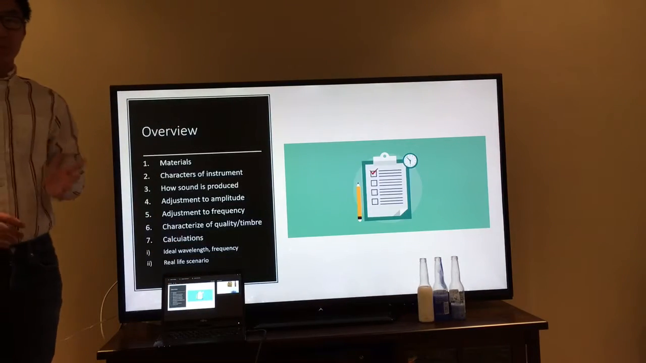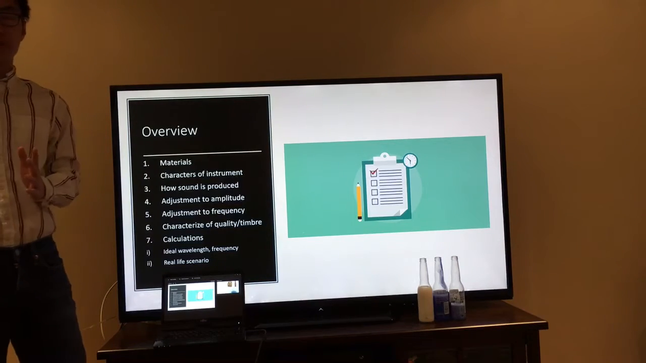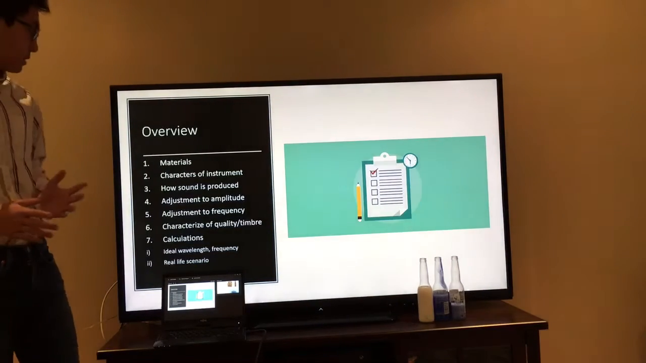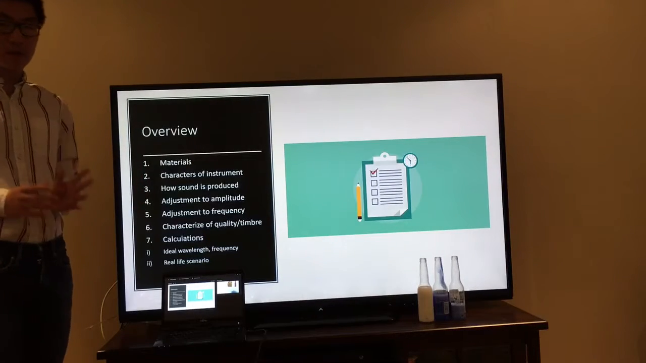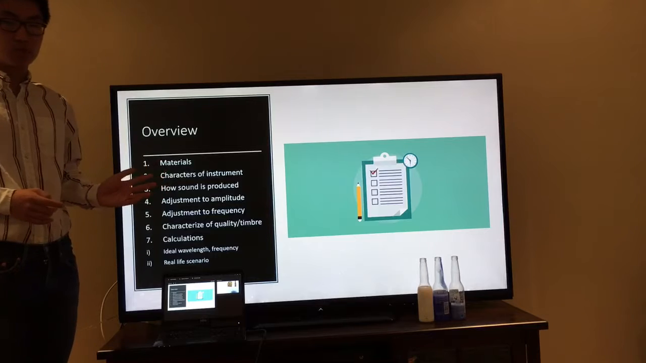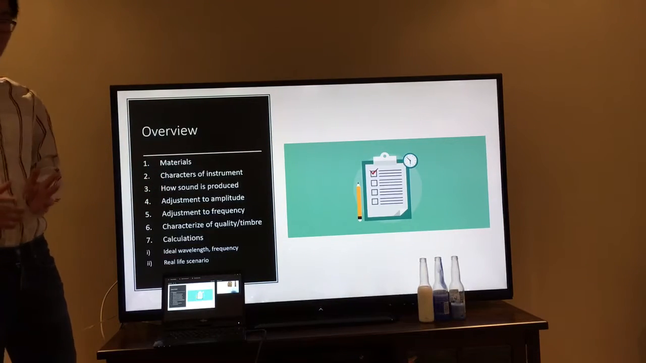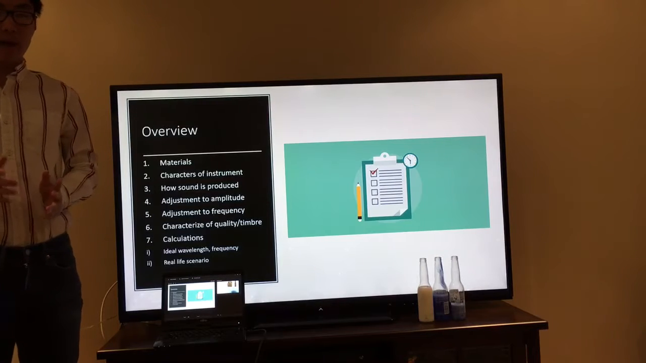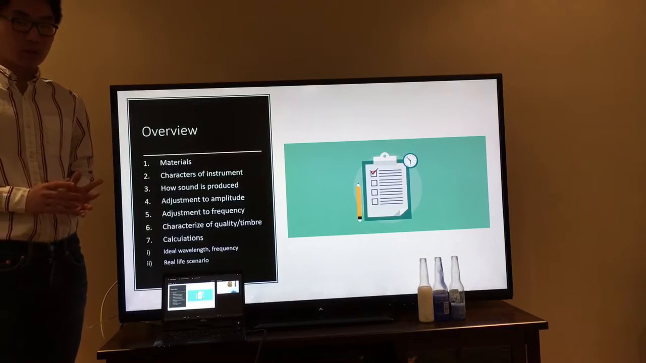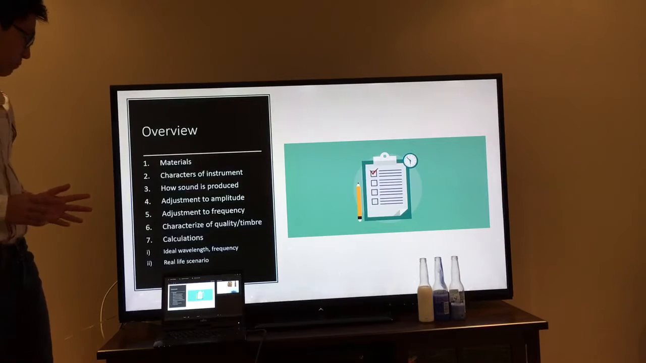An overview of today's presentation will look like the following. Firstly, I'll be talking over the materials that are required to make my instrument. Secondly, the characters and the unique adaptations of my instrument. Thirdly, how sound is produced in it. Fourthly, the adjustments of amplitude and frequency of it and how they affect the instrument and what they look like in everyday life, as well as a little bit of further elaboration on them.